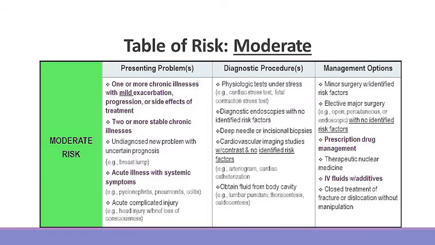The moderate risk presenting problems include one or more chronic illnesses with a mild exacerbation, progression, or side effects of treatment, two or more stable chronic illnesses, and acute illnesses with systemic symptoms. Again, I have not highlighted any diagnostic procedures. However, you can see that they are moving into more complex and invasive diagnostic tests. The moderate risk management options include prescription drug management or IV fluids with additives.